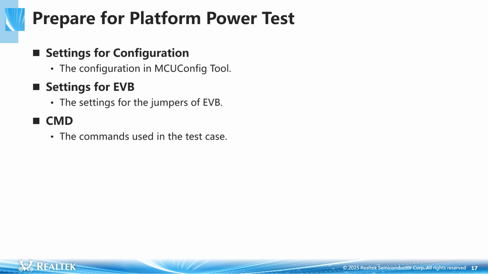Before conducting platform power test, we need to do some preparation work. The following sections in the document detail how to perform platform power test. The Settings for Configurations section introduces the configurations required for the MCU config tool. The Settings for EVB section explains the jumper settings on the EVB for testing. The CMD section provides commands corresponding to each test scenario. For detailed steps, please refer to the document.